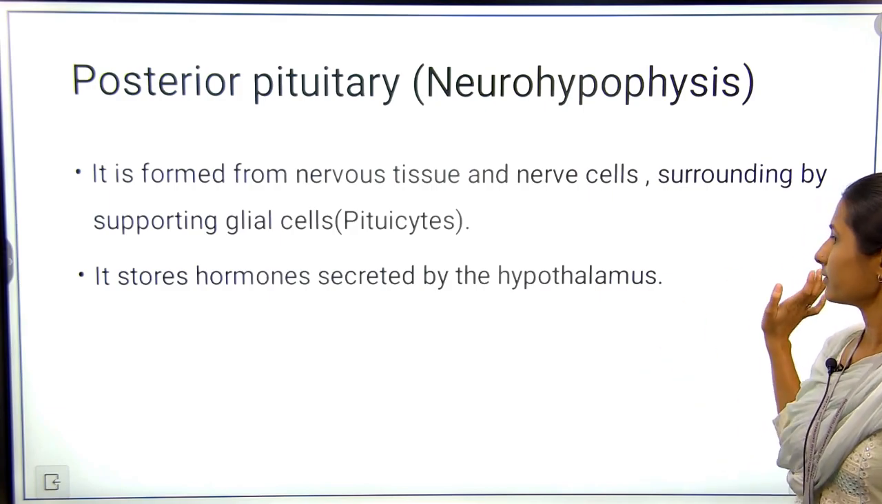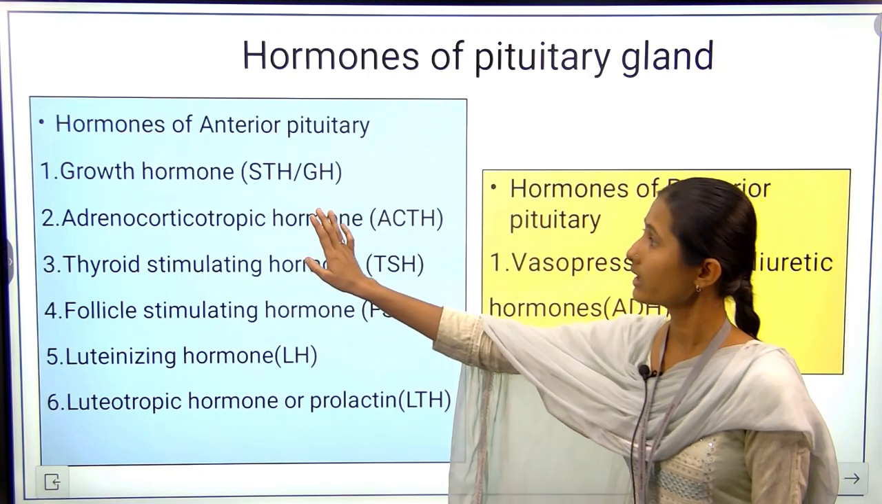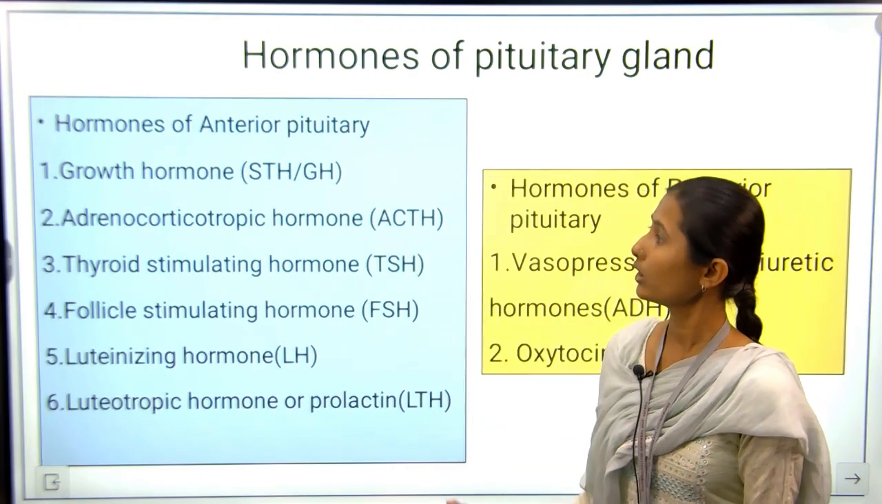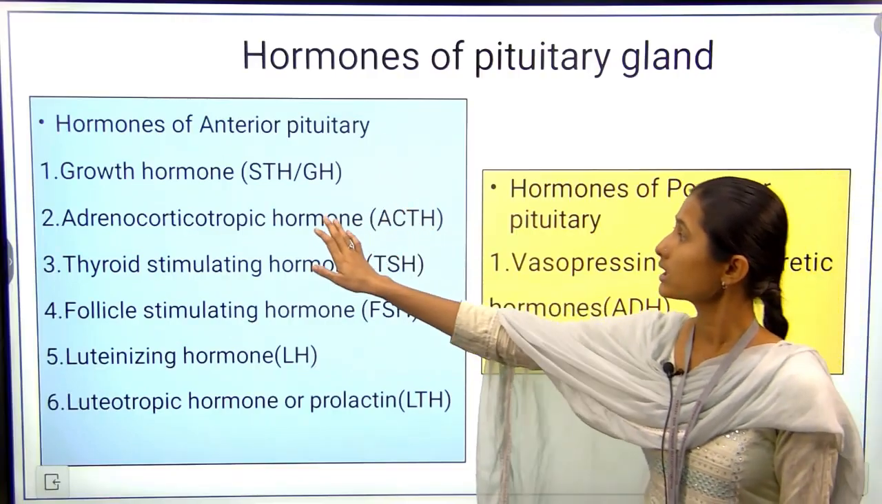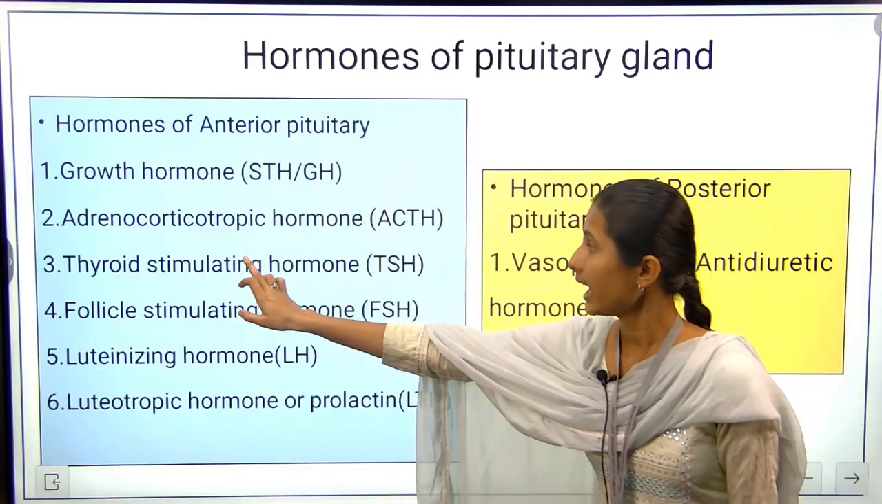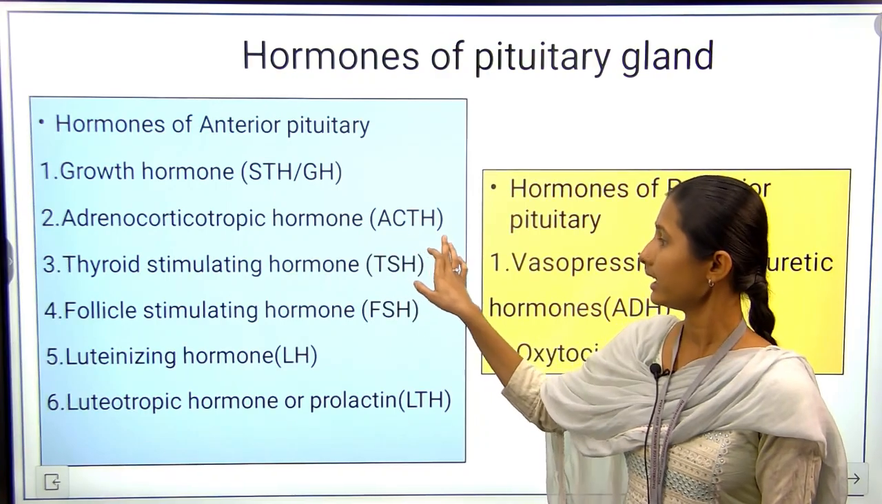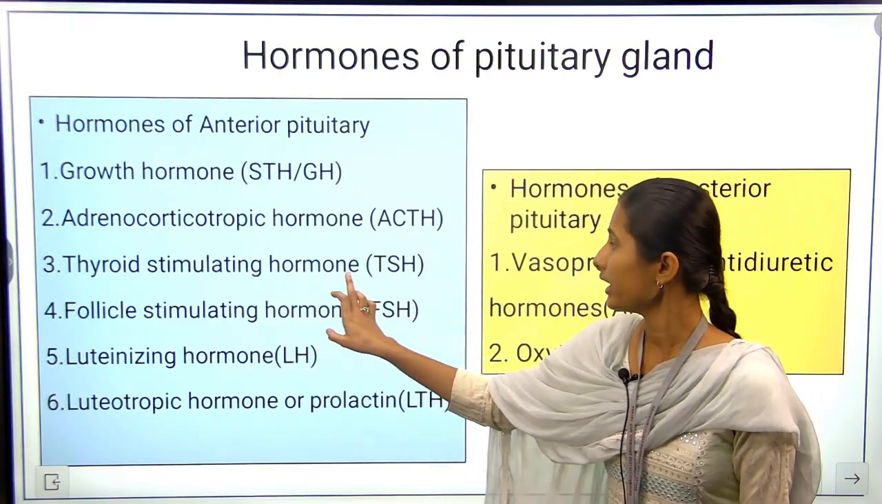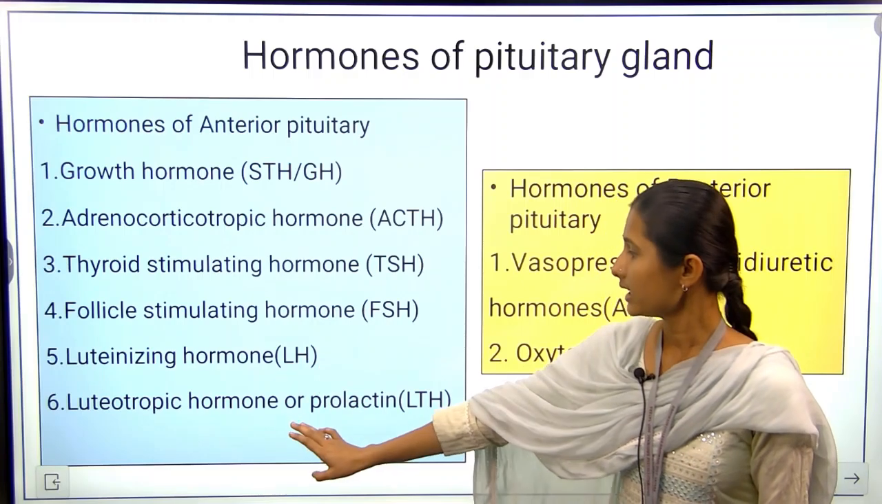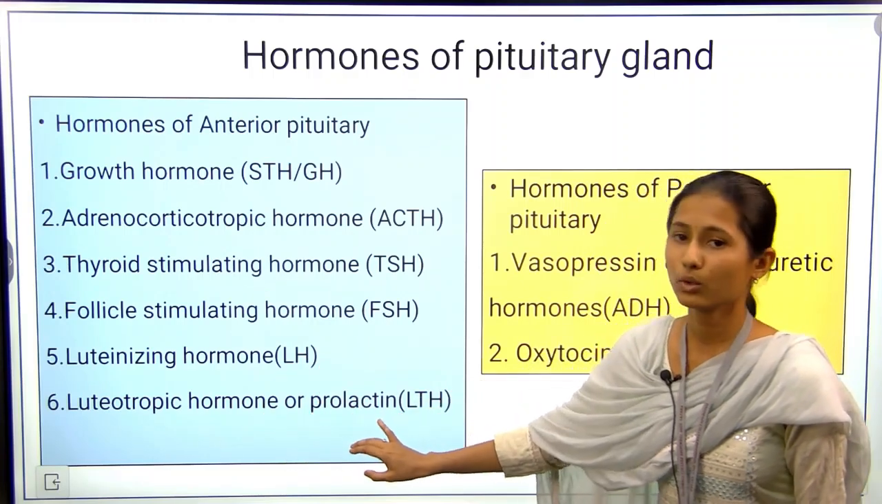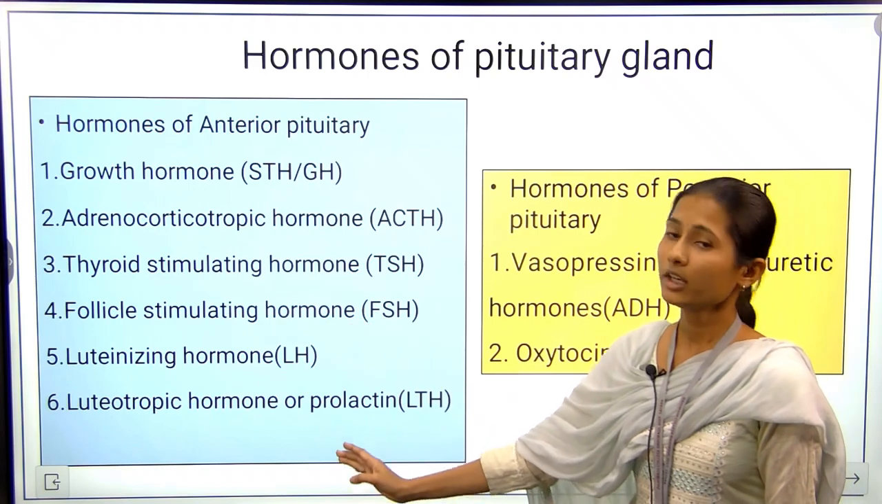These are the hormones of the pituitary. First we will discuss the hormones of the anterior pituitary. First is growth hormone, that is STH, somatotrophic hormone, also known as GH. Second is adrenocorticotropic hormone, ACTH. Third is thyroid stimulating hormone, TSH. Fourth is follicle stimulating hormone, FSH. Fifth is luteinizing hormone. Sixth is luteotropic hormone, also known as prolactin. These are the anterior pituitary hormones.